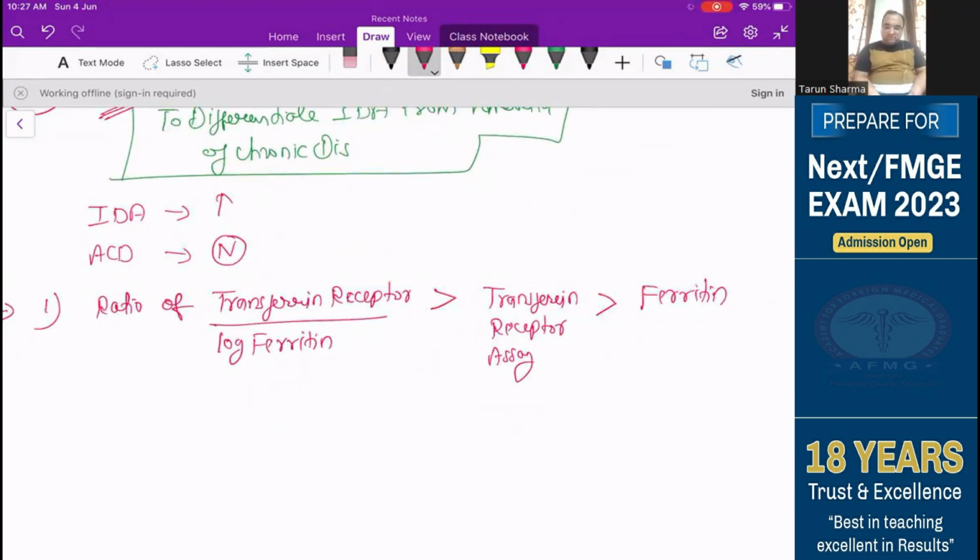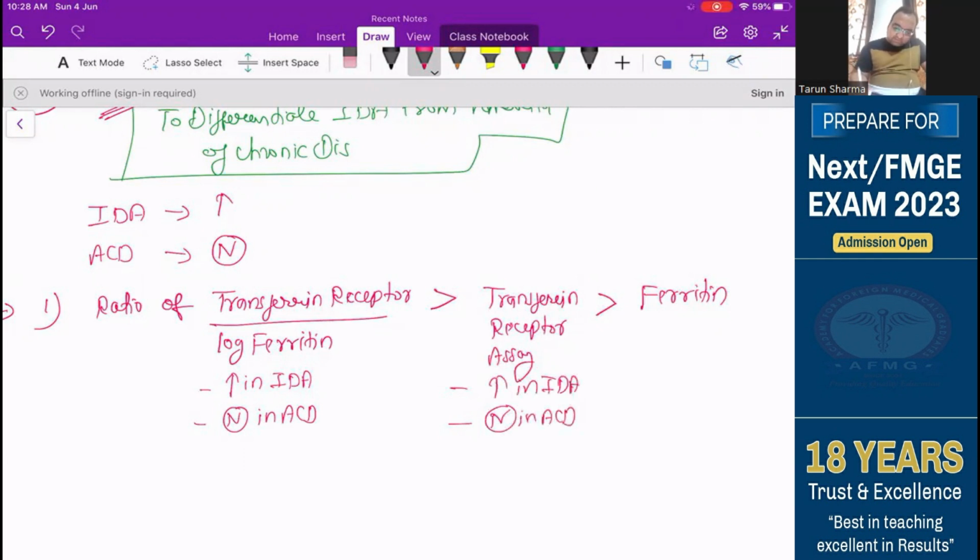to the transferrin receptor. So here also it will be increased in IDA, while it will remain normal in ACD. Here also remember the same thing. It will increase in IDA and it will remain normal in ACD.